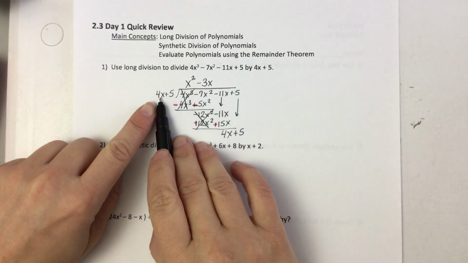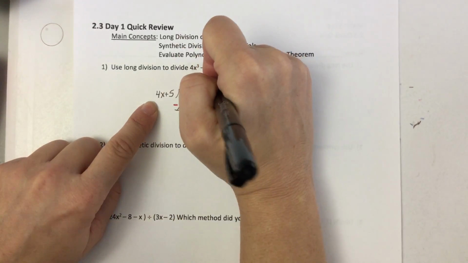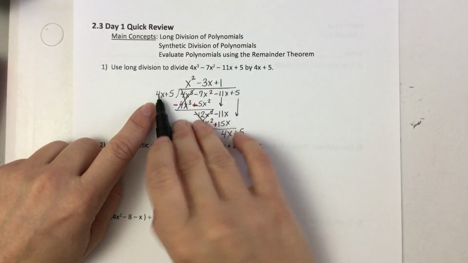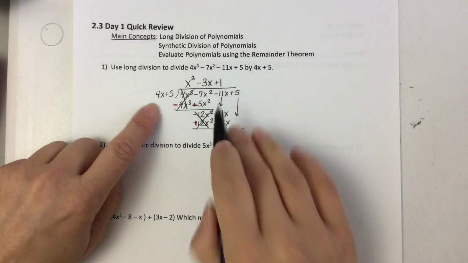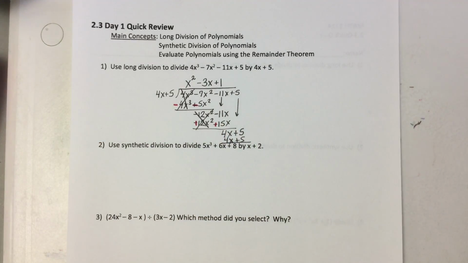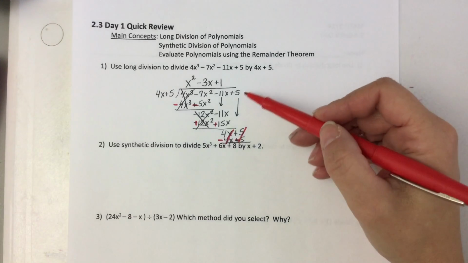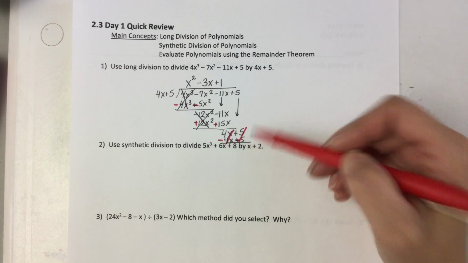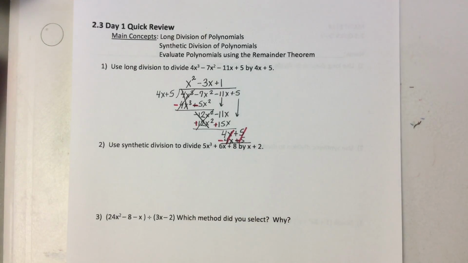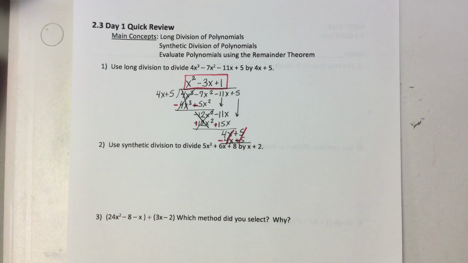Start again. I need 4x to become a 4x. If they already match, like in this case, what we multiply by is 1. Because 1 times 4x is 4x. 1 times 5 is 5. So now when I change the signs, both of those to negative, positive 4x, negative 4x cancels. Positive 5, negative 5 cancels. There's nothing left to bring down. Everything divided perfectly here, so I do not have a remainder. So your solution is the polynomial x squared minus 3x plus 1. So that is long division.